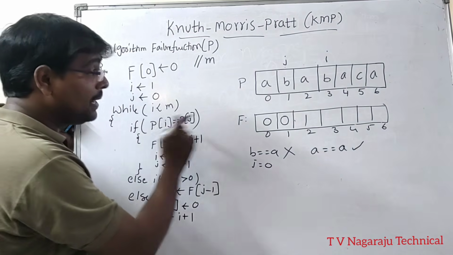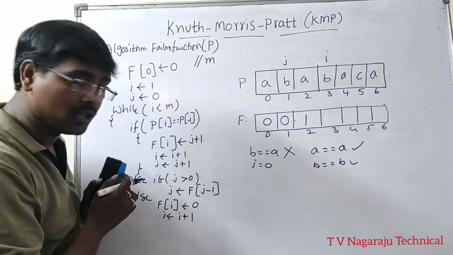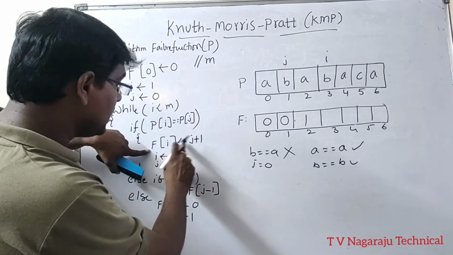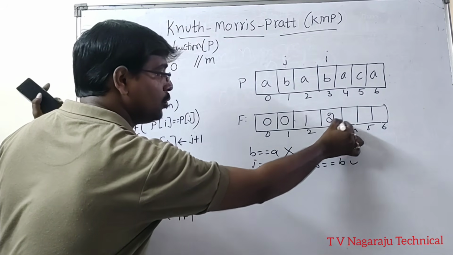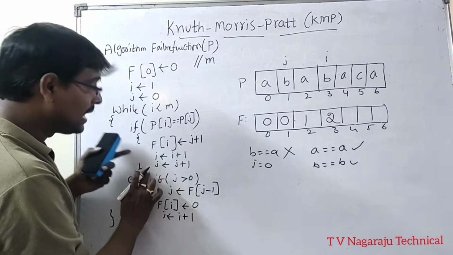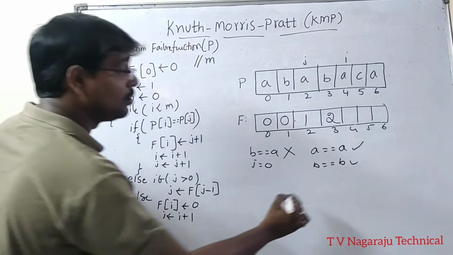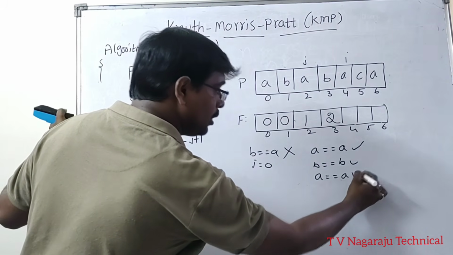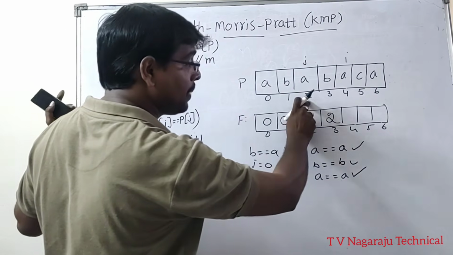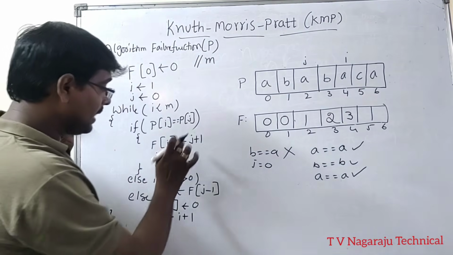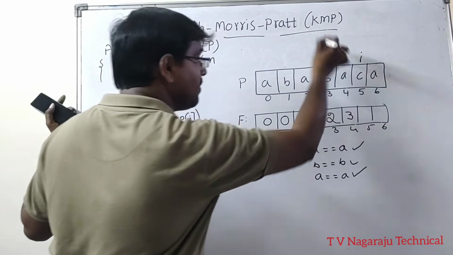Now repeat. B is equal to B. Yes, again the condition is true. f of 3 is equal to j plus 1. j value is 1, j plus 1 is equal to 2. Again, increment i value and j value. Then A is equal to A, again there is a match. So f of 4 is equal to j plus 1, 2 plus 1, 3. Increment the i value and then the j value.